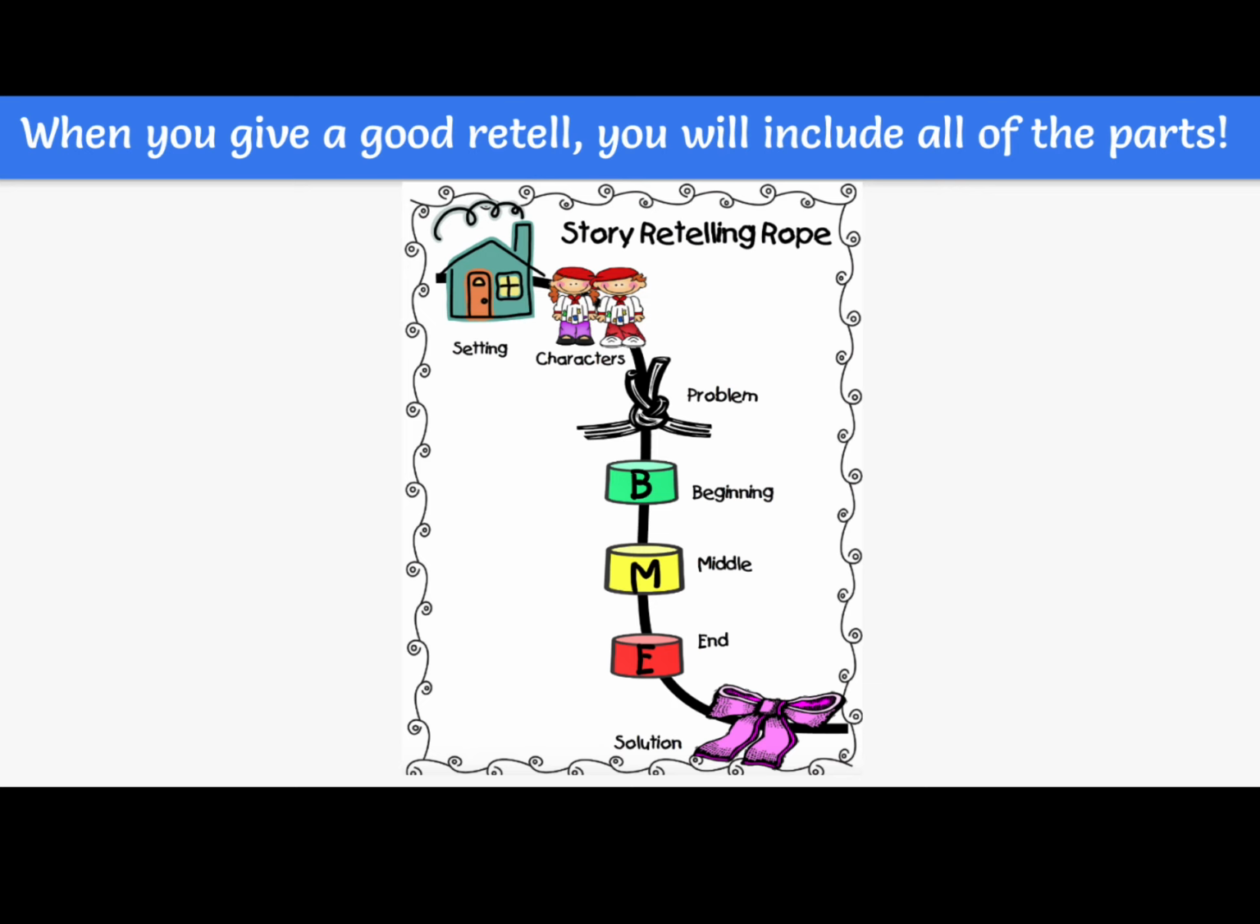So you need to remember, when you go to retell a story, you need to include all of these parts, and you need to go in this order. Start with the setting, then talk about your main characters. What was the problem that they faced? Tell us about the beginning, the middle, and the end, and then how was the problem solved? What was the solution to the story?